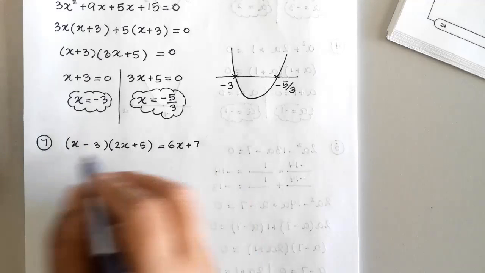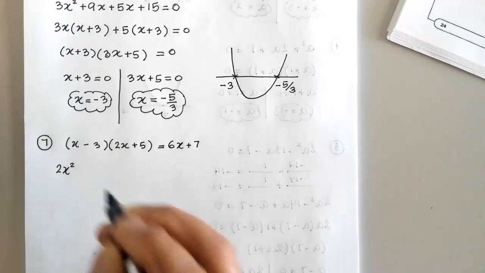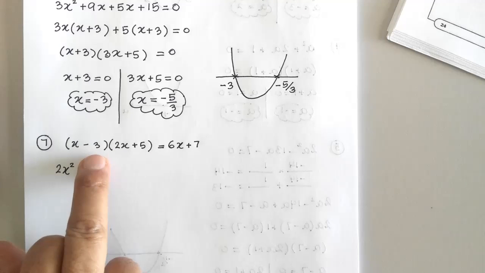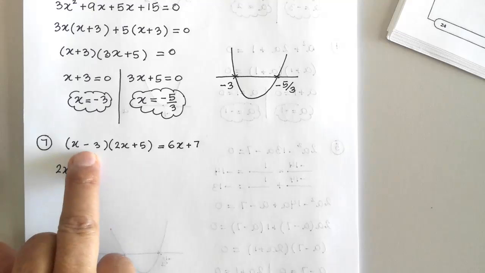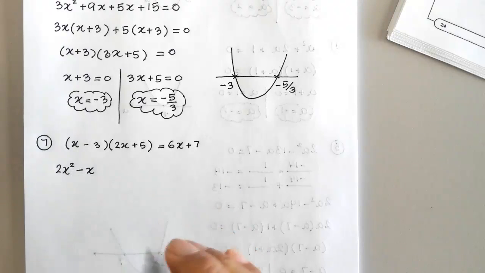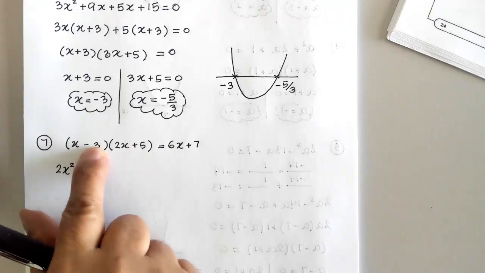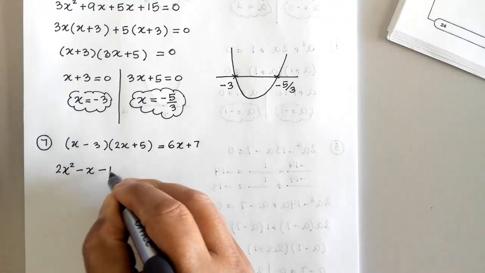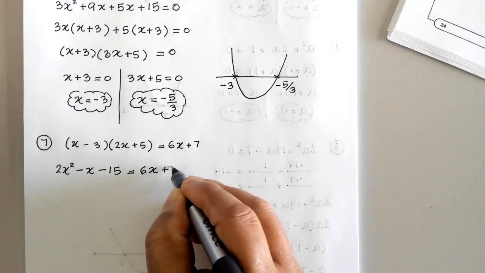Okay, so let's do the multiplication on this side. So x times 2x is going to be 2x squared, and then here we're going to have x times 5, which is 5x, and then we're going to have -3 times 2x, which is -6x. Okay, so if you put that together, so we're going to have -x. Okay, I said again, this is coming from 5x, and then in here we're going to have -6x. So the answer is going to be -x. And then -3 times 5 is minus 15. And then that has to be equal to 6x plus 7.